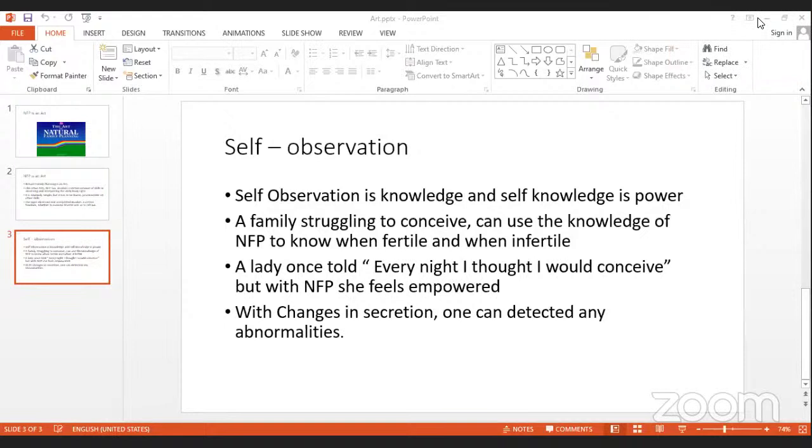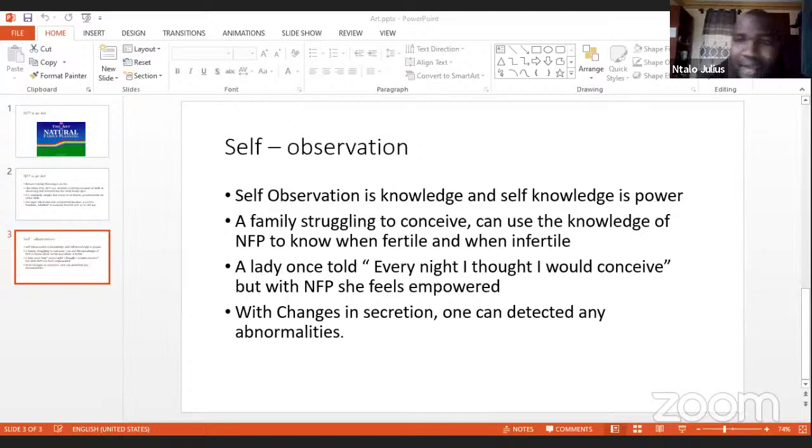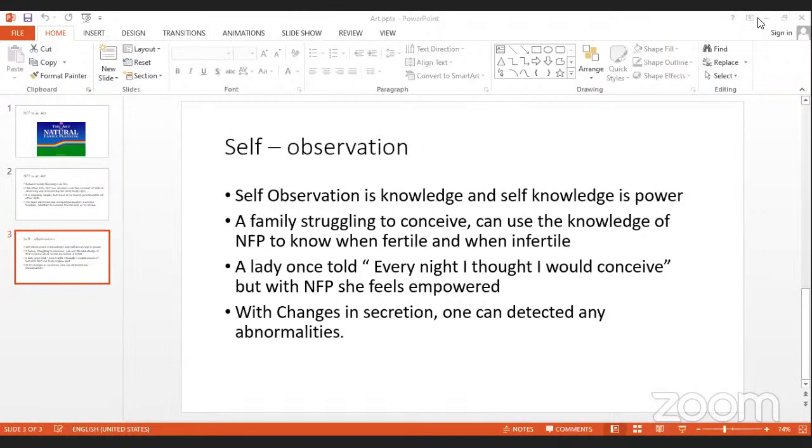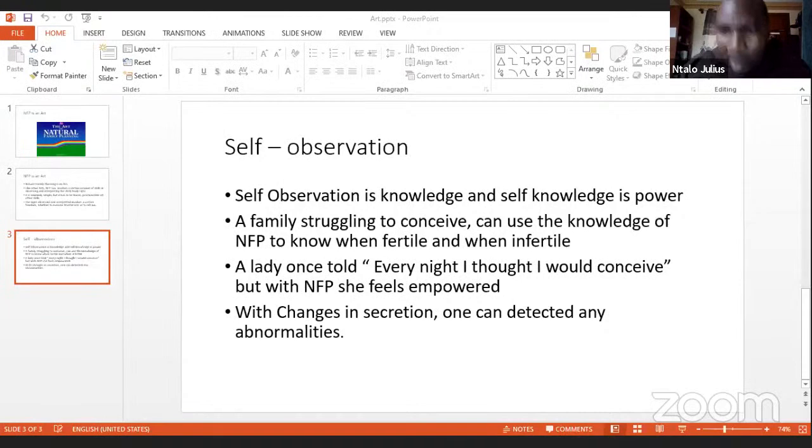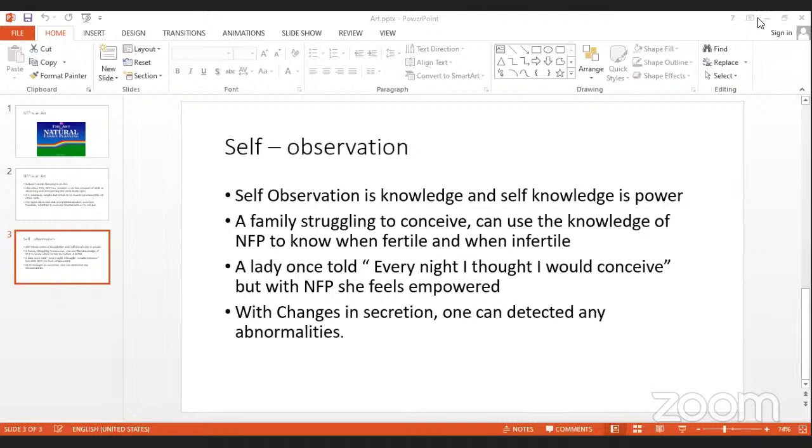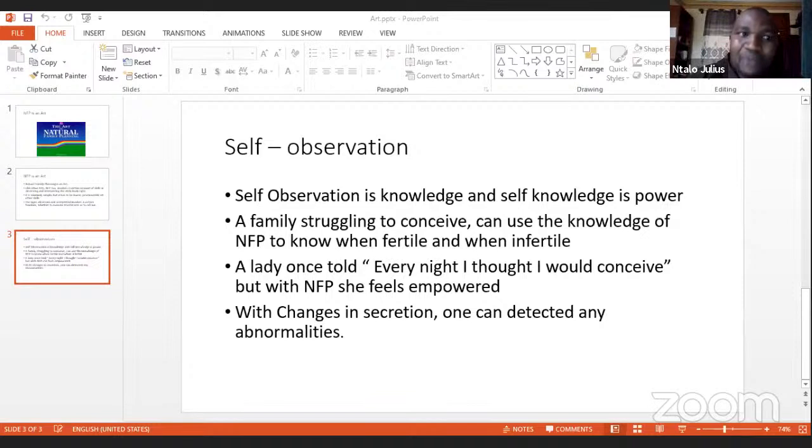The importance of this, as I said, is that we should understand that the male is fertile from puberty onwards, and their sperm can live for 3 to 5 days after it has been deposited in the female tract. For the female, the ovum can only live for 12 to 24 hours. There will be more explanation on this when we begin the actual understanding of the different types of natural family planning.